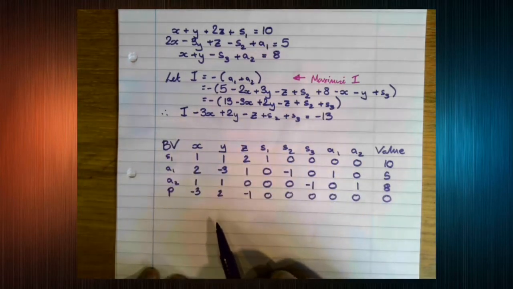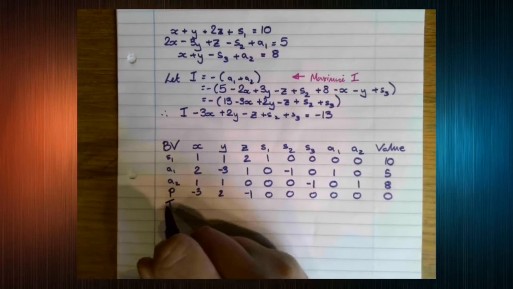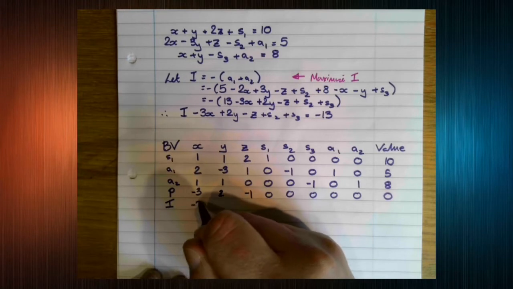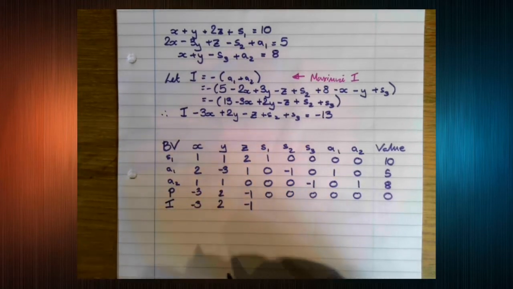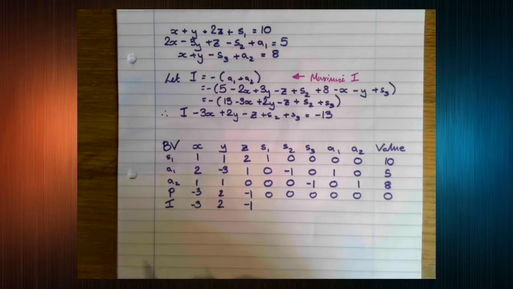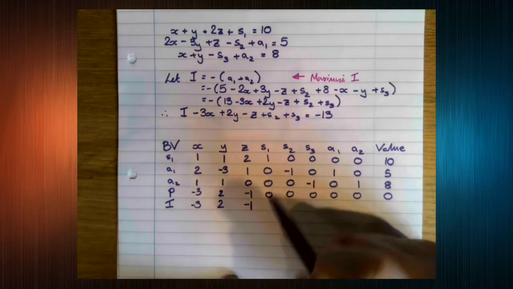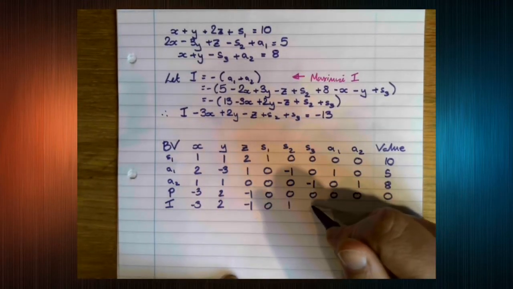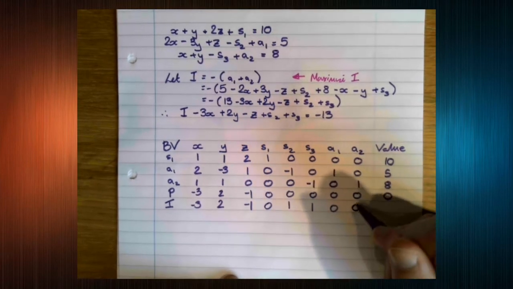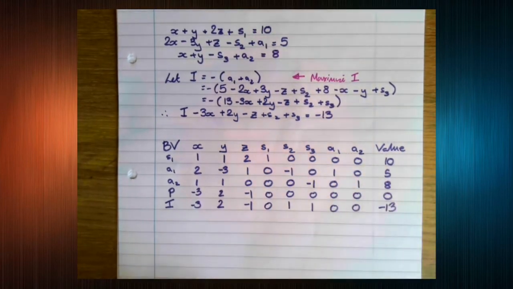We now put in our I row. We've got minus 3x's, 2y's, minus 1z, which should be the same. Should it? No, I think that's just a coincidence with this particular example that those are the same, but oh well. If it happens, it happens. Okay, anyway, we've got no S1s, one S2, one S3, no A's, and a value of minus 13.